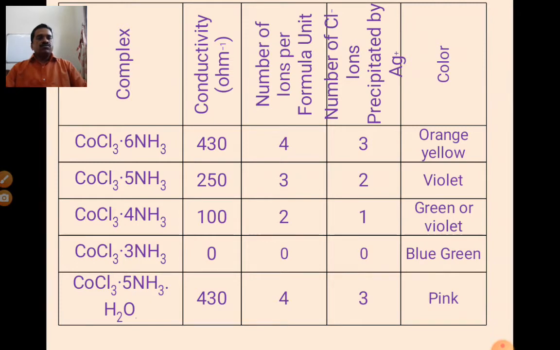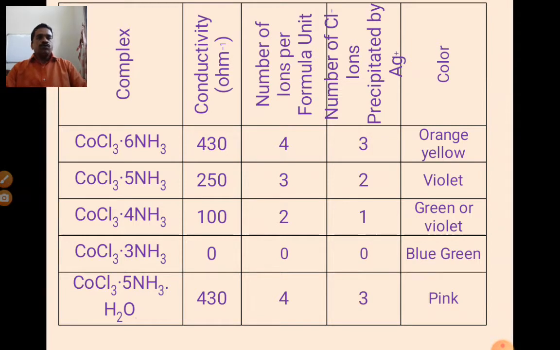The molar conductance of its solution gives 3 ions, whereas on treatment with silver nitrate, 2 chlorides were precipitated, indicating that out of these 3 ions, 2 are chloride ions and 1 is the coordination pair. The third complex was green or violet in color. Its molar conductance indicates 2 ions, whereas treatment with silver nitrate indicates the presence of 1 chloride ion. It indicates that out of these 2 ions, one is a chloride ion and the other is a coordination pair.